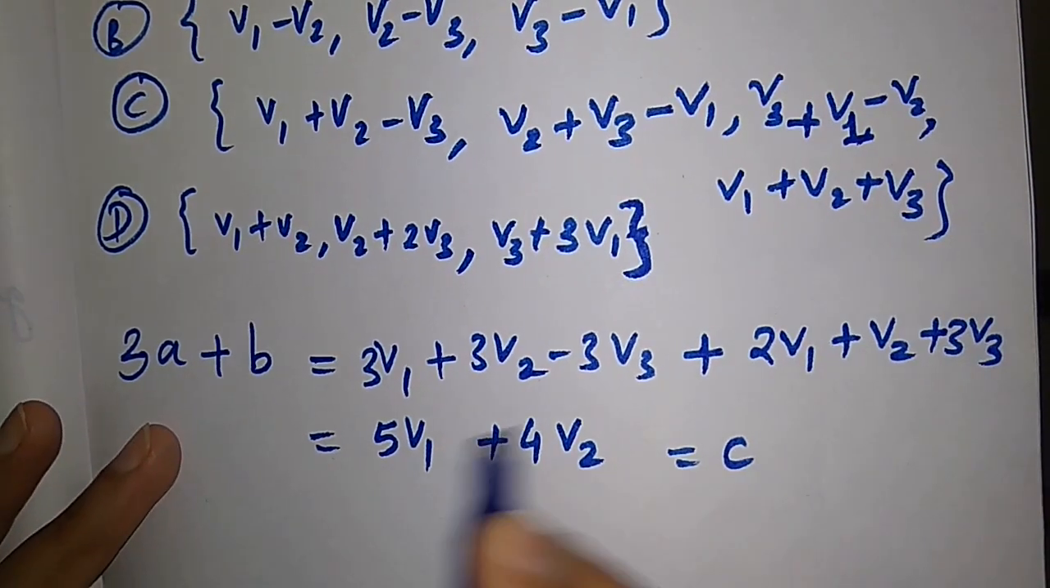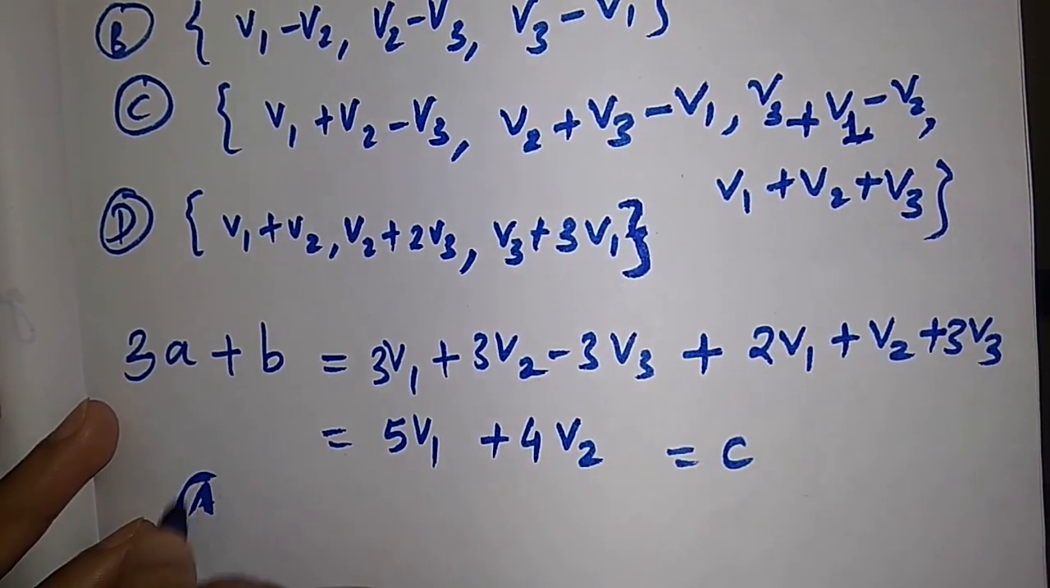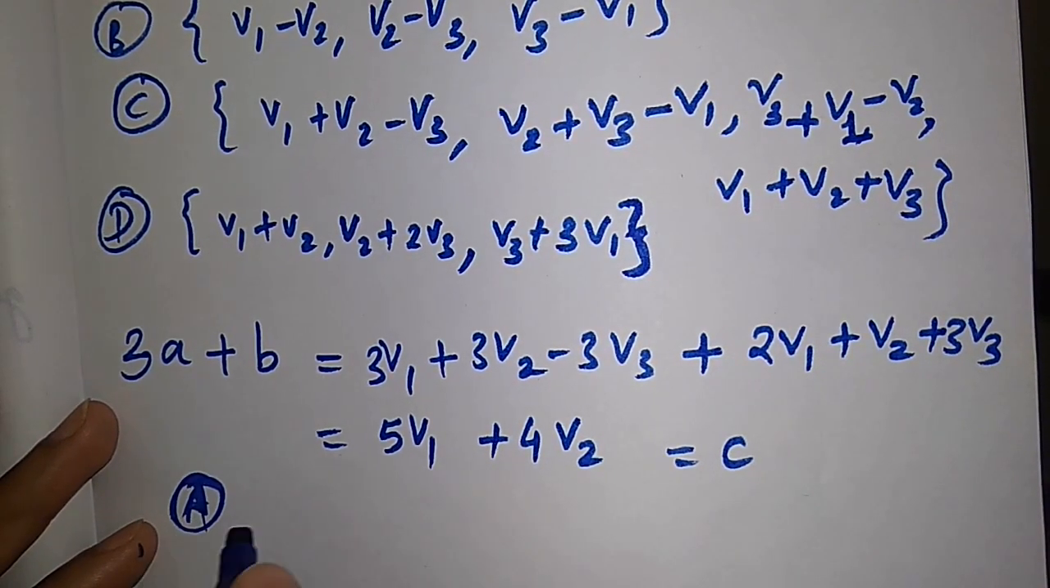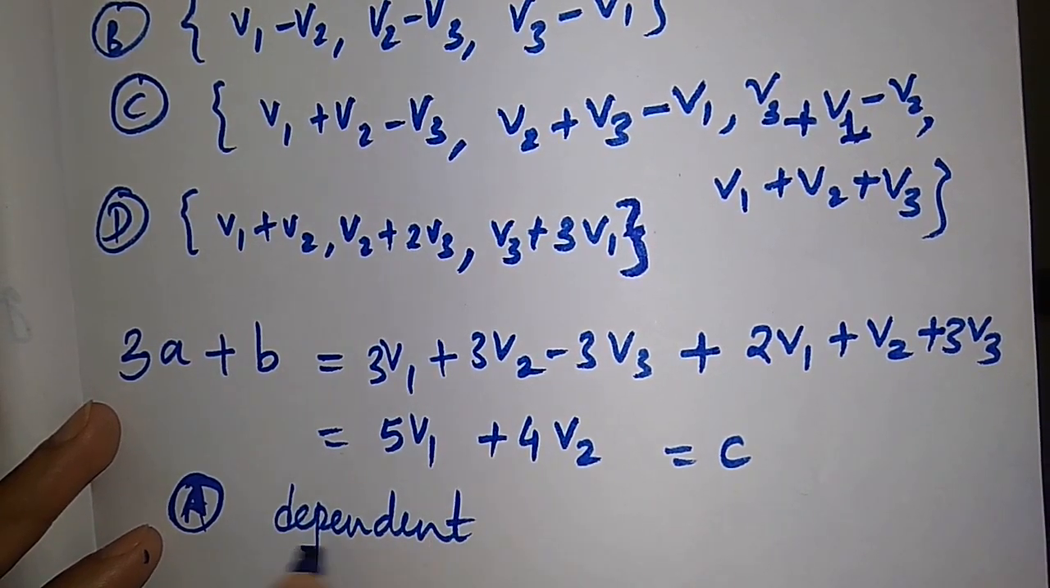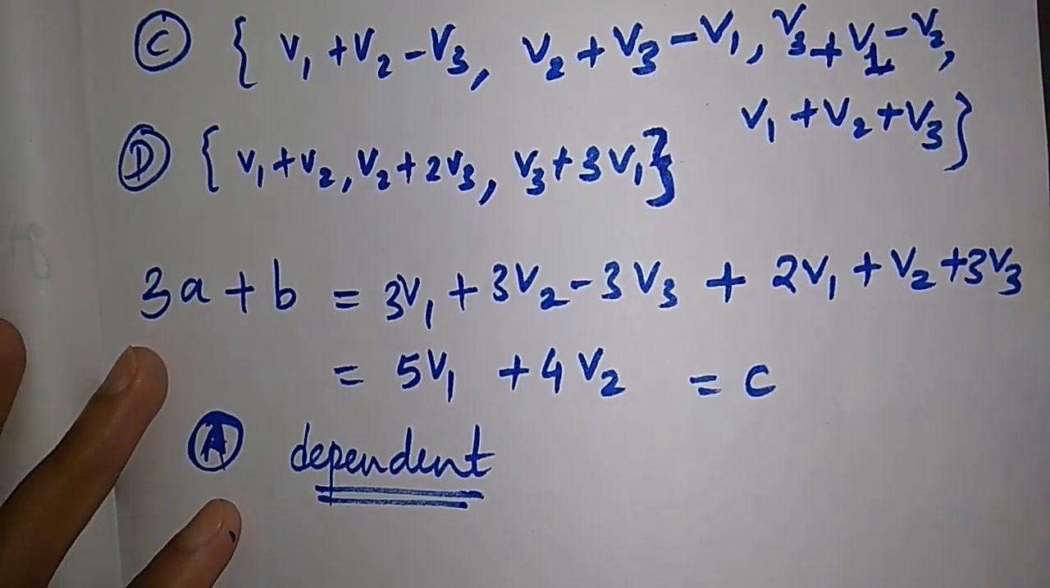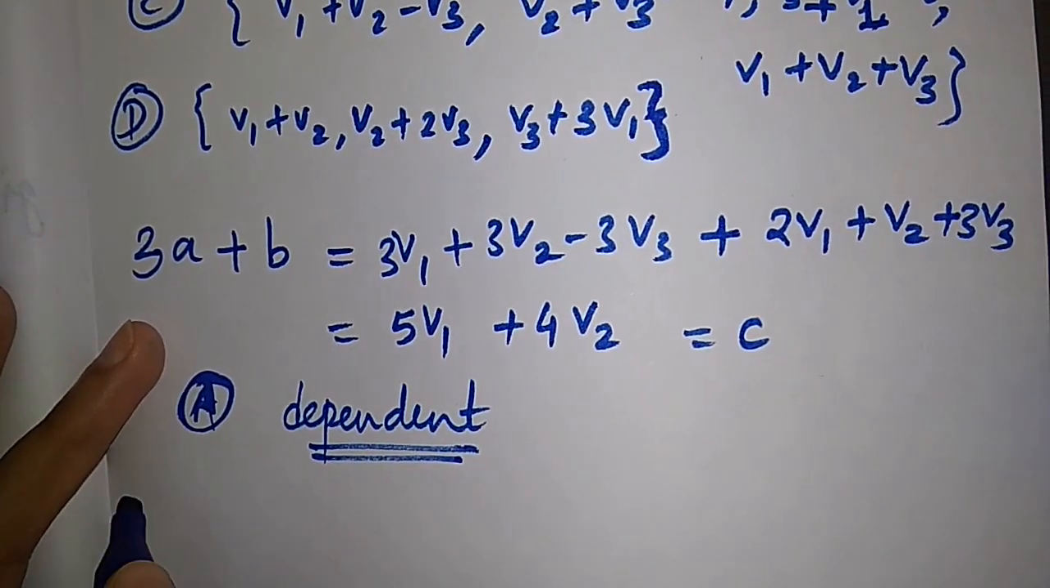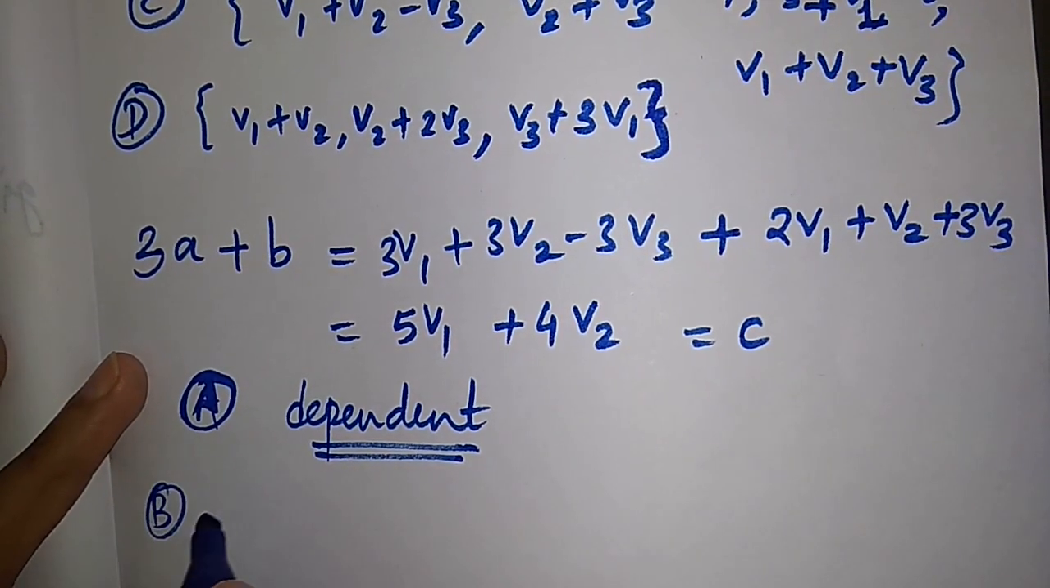So in option A, this set is dependent. So this is not independent. Let us go for the second option B.